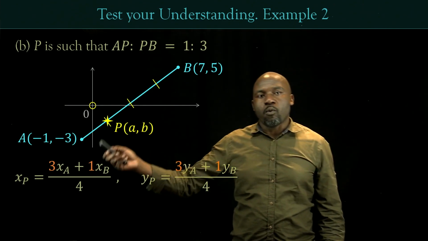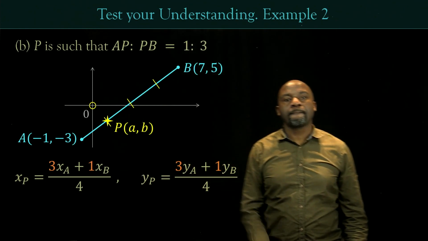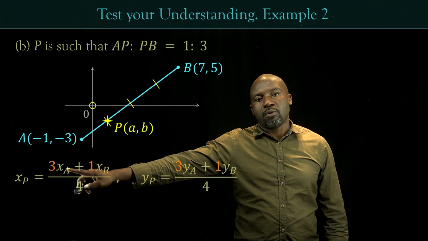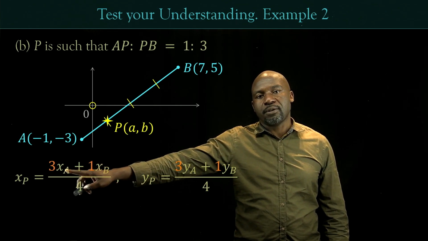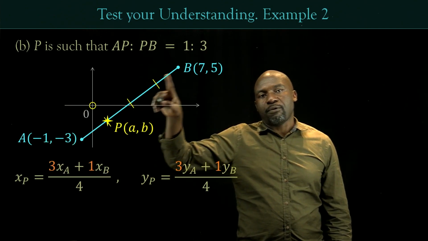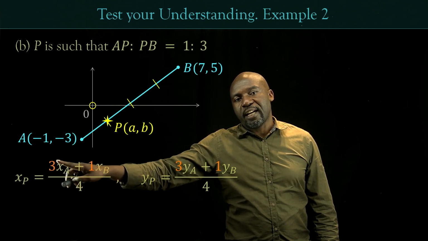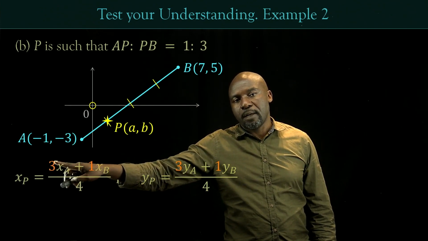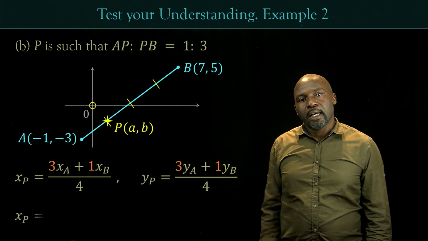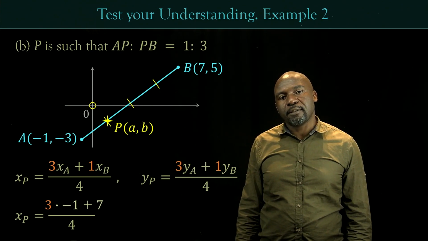So the 1 and 3 that was given as the ratio, we put them back there. And so for the x coordinate, all we need to do is to plug in the x values and the y values. So the x value for point A is -1 there, and for point B is 7. So this is going to be 3 times -1, which is -3, and this is going to be 1 times 7, okay? And so we end up with -3 plus 7.